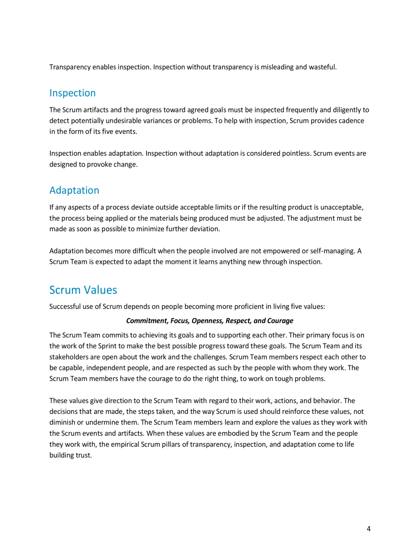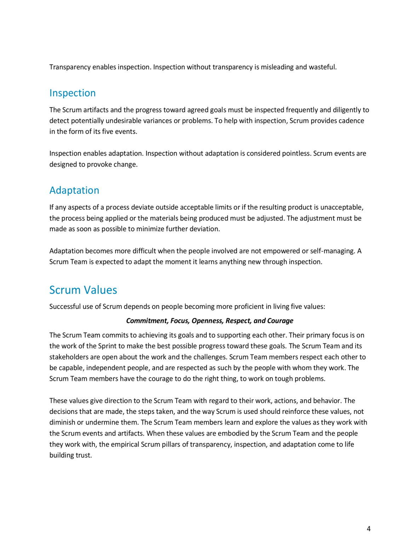and courage. The Scrum team commits to achieving its goals and to supporting each other. Their primary focus is on the work of the sprint to make the best possible progress toward these goals. The Scrum team and its stakeholders are open about the work and the challenges. Scrum team members respect each other to be capable, independent people, and are respected as such by the people with whom they work. The Scrum team members have the courage to do the right thing, to work on tough problems.